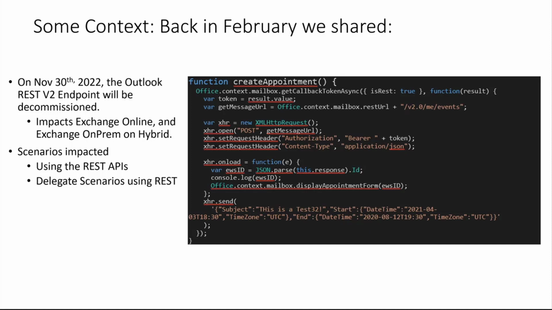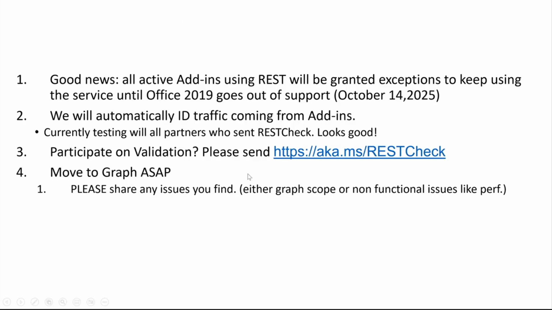The scenarios impacted, I'm putting here a code snippet. So if you have a code snippet that looks like this, where you're using the REST URL property, and you're particularly using the V2 API endpoint, it's going to stop working eventually. So that is super important. Obviously, we want people to be moving to the Graph API. So the latest here is that we have good news to share.